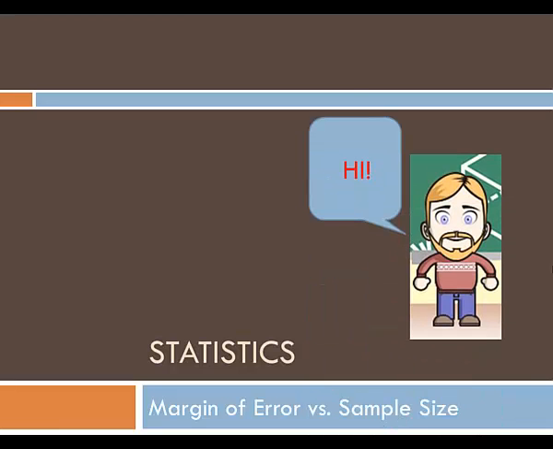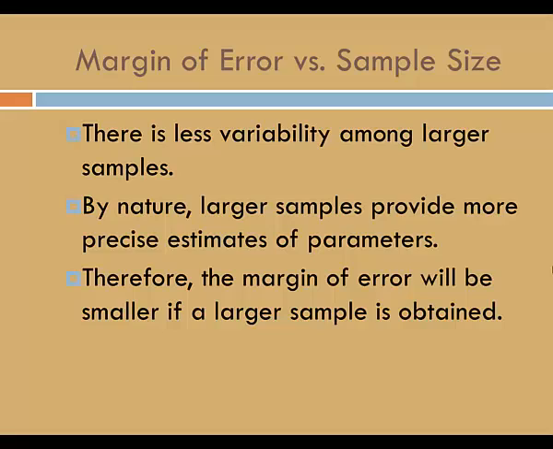Welcome to Statistics. In this video, we'll look at the relationship between margin of error and sample size. It is important to note that there is less variability among larger samples. By nature, larger samples provide more precise estimates of parameters. Therefore, the margin of error will be smaller if a larger sample is obtained.